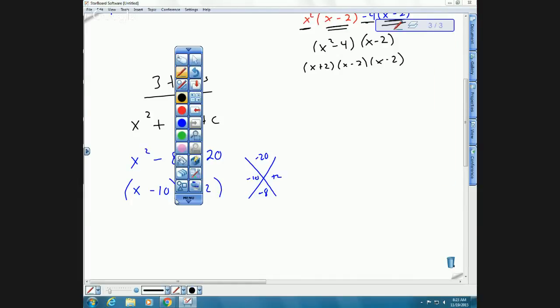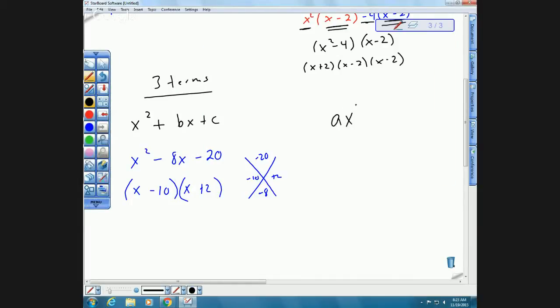Your other option here is if you do have a number in front of x squared, you got to multiply to start. So let me think of one real quick here. That's not a good one. No, that one I can do the GCF, can't I? Don't want to be able to do the GCF. Dang, it's hard to think of these.